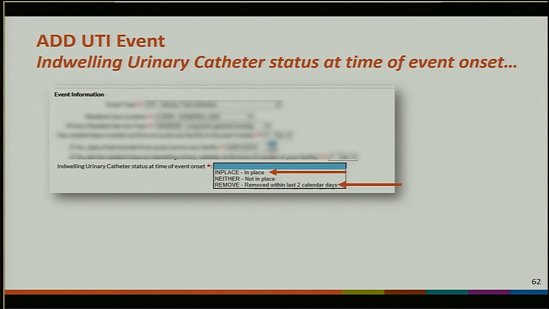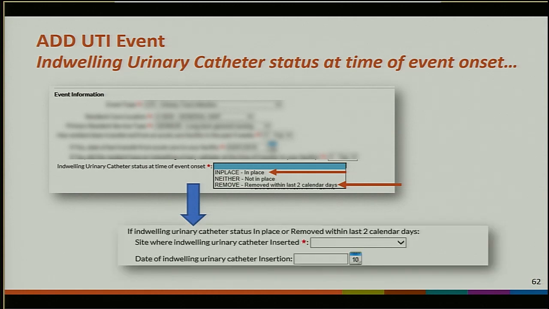So if you select that the resident came in with the device in place or removed in the last 2 days, then you're going to have a question that says site where the catheter was inserted, and that's going to be your place or the acute care facility. And then it asks you a date, but that is optional. If you don't know the date, you don't have to enter the date. But if you know it and that's data that you are interested in collecting, then certainly enter that.